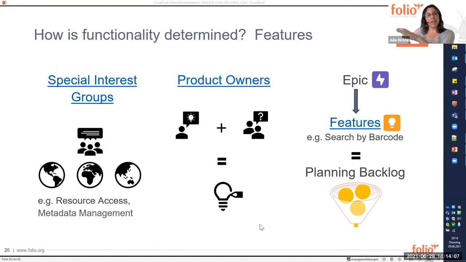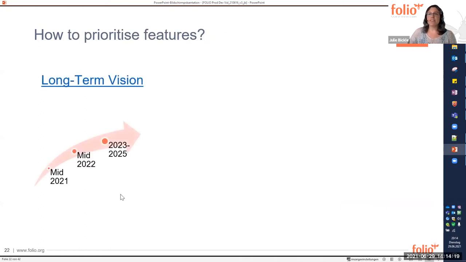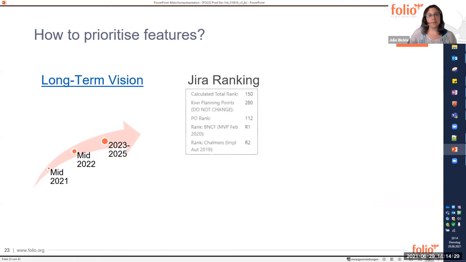So now we have our backlog of features to develop. Next, how do we decide what to work on first? As a first step, the FOLIO project does have a long-term vision, which provides a high-level roadmap to follow in the development work. As a second step, partner and implementing libraries can rank the features that are documented in Jira, and the accumulated score would determine the order of development. So the higher the score, the higher the priority.